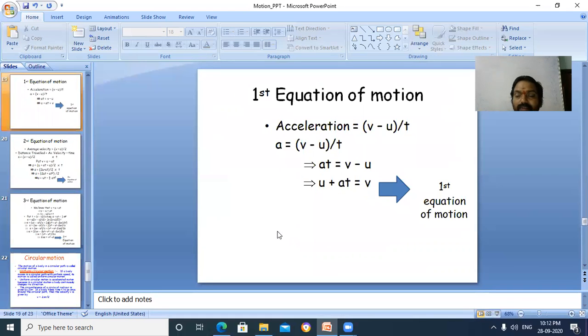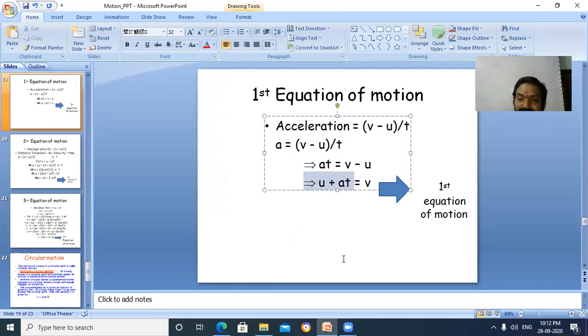Now, the first equation of motion is a relation between final velocity v, initial velocity u, acceleration and time. As I just told you, v, that is the final velocity, is the sum of the initial velocity and the product of acceleration and time. So v is equal to u plus at is the first equation of motion. Next, if you look at the other slide, the next one.